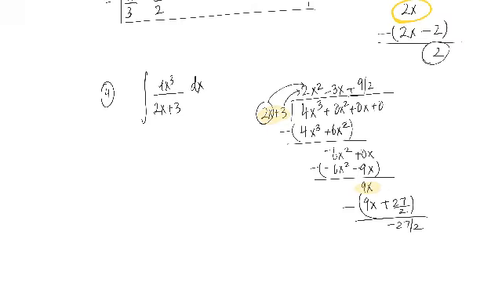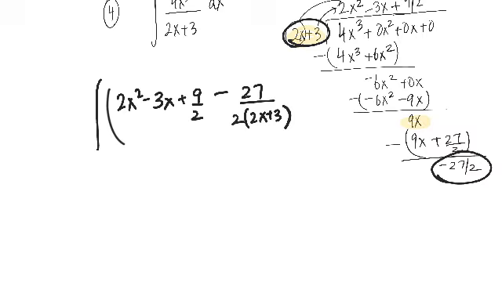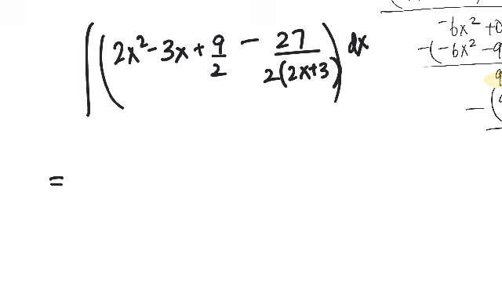Okay, so coming back into the integral, I'm going to write that quotient there. So that will be 2x squared minus 3x plus 9 halves, and then minus 27 divided by 2 times the divisor, right? That's 27 over 2 divided by 2x plus 3, okay? And all of this is my new integrand, and this is going to now be equal to, now I do the antiderivative of each piece. So I'll get 2/3 x cubed minus 3 halves x squared plus 9 halves x.